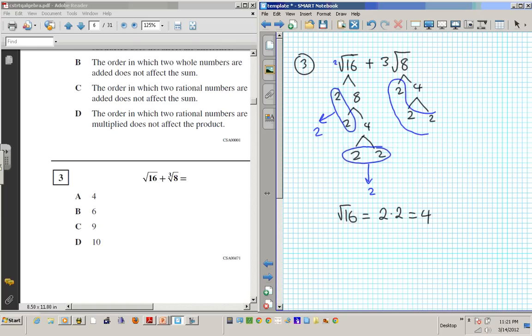We have 2 three times. Since this is a cube root, this 3 just comes out as a 2. Okay? So the cube root of 8 is simply 2. So we're looking for the sum.